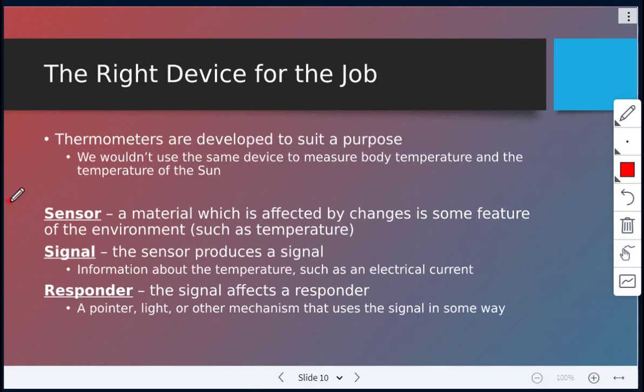So when we look at these devices, there's something in there called a sensor. This is a material which is affected by changes in some feature of the environment, such as the temperature. Then there is a signal. The sensor will produce a signal, information about the temperature. It might be as an electrical current. And then there's a responder. The signal affects a responder, for example, a pointer, light, or other mechanism that uses the signal in some way.